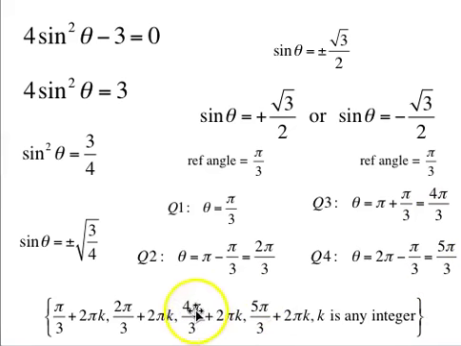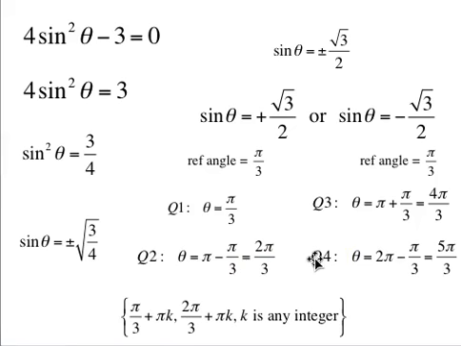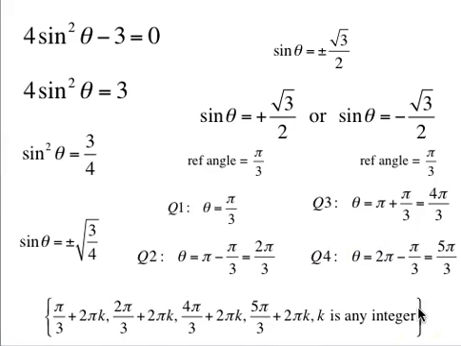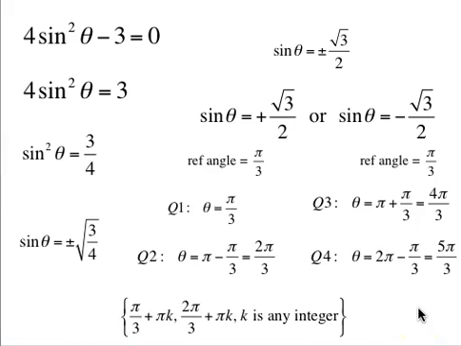However, notice 4 pi over 3 is pi more than pi over 3. And 5 pi over 3 is pi more than 2 pi over 3. So if I wanted, I could actually write this in a slightly simpler fashion, recognizing it's pi over 3 plus pi k and 2 pi over 3 plus pi k, where k is any integer. So I mean, the first answer is right. This isn't wrong. This is just a little simpler if we want to write it that way.